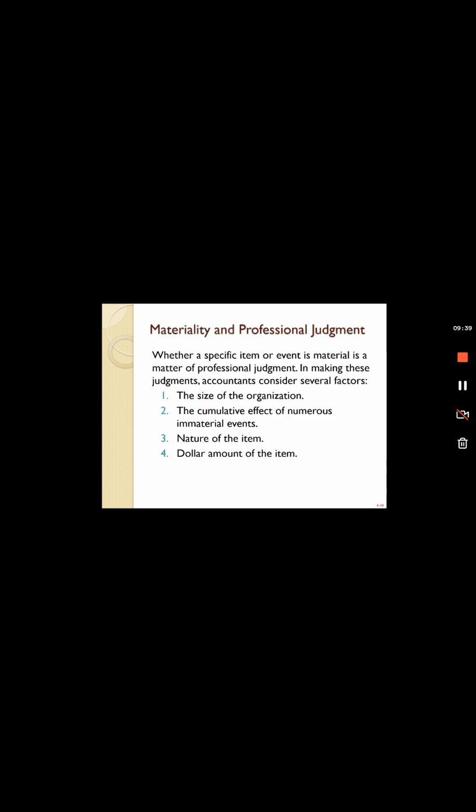फिर हमारे पास आ जाता है प्रोफेशनल जजमेंट. Whether a specific item or event is material is a matter of professional judgment. In making these judgments, accountants consider several factors. कि ऑर्गेनाइजेशन का साइज़ क्या है, cumulative effect of numerous immaterial events, nature of the item and dollar amount of the item.